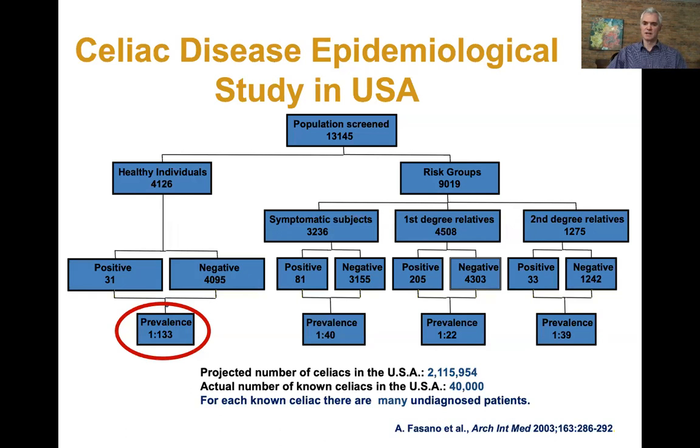In this landmark study by Fasano and colleagues in 2003, he looked at about 4,000 healthy individuals and tested them for celiac disease. He found the prevalence to be 1 in 133. We tend to use 1 in 100 as the general prevalence throughout the world.